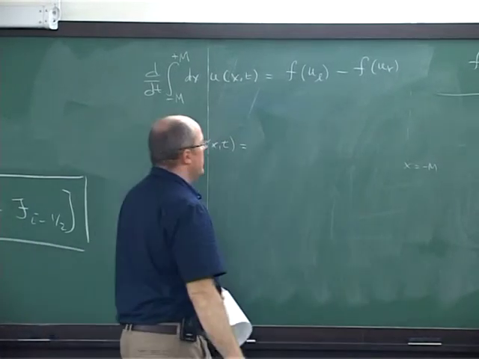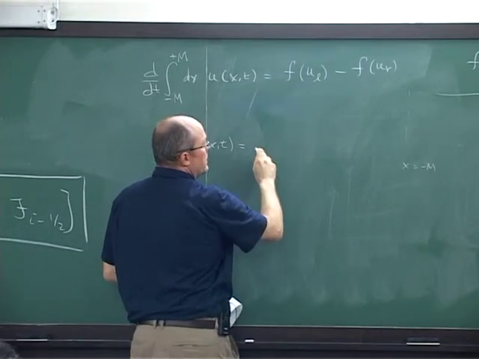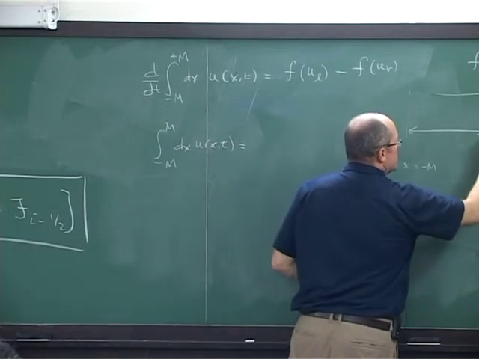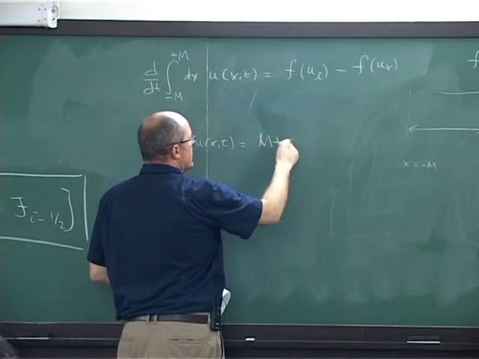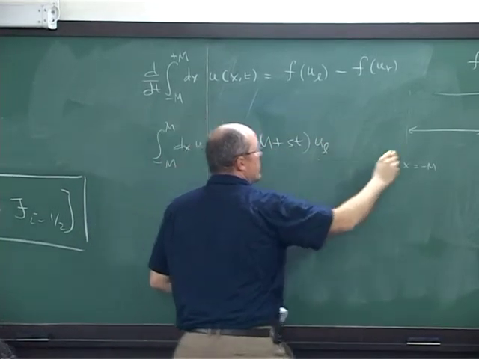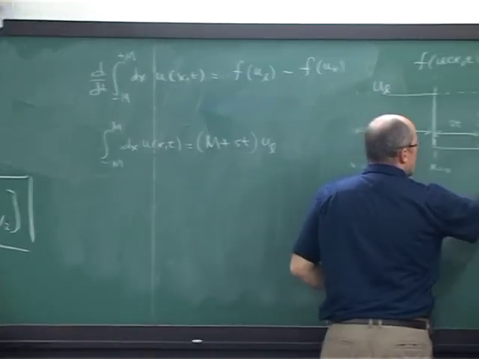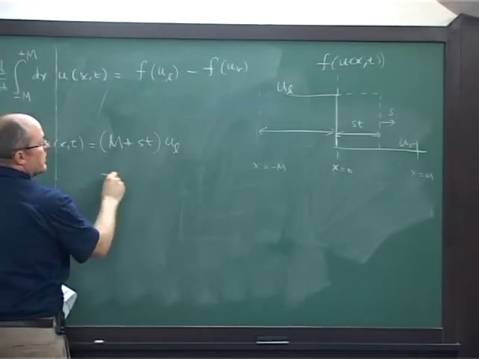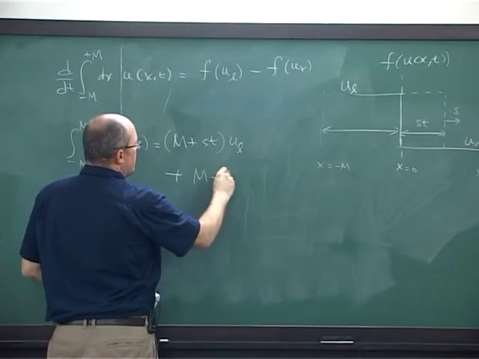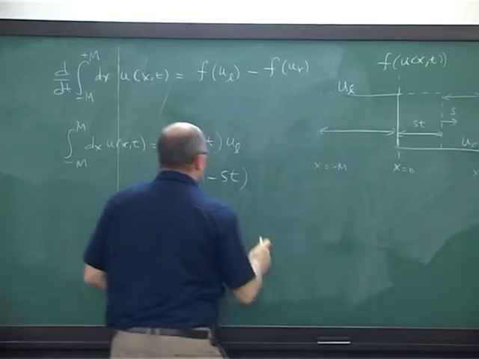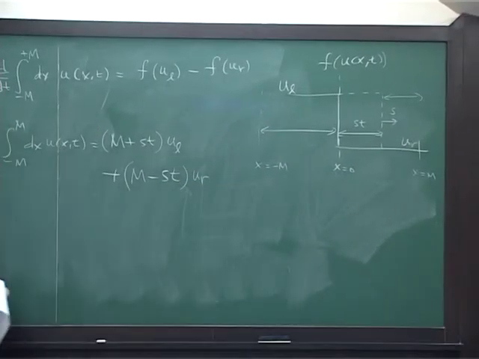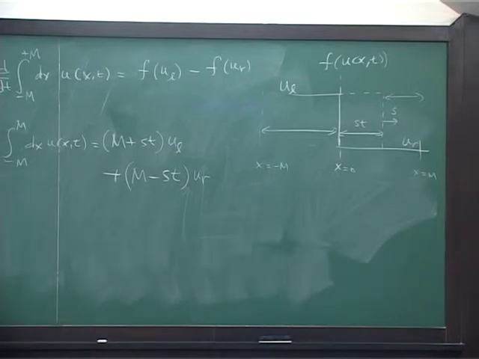this would simply be equal to m plus s times t, which is the distance on the left, times whatever the value is on the left, plus m minus st, that's the final distance right there, times whatever u is on the right. When we have these nice constant functions, it's easy to do these integrals.